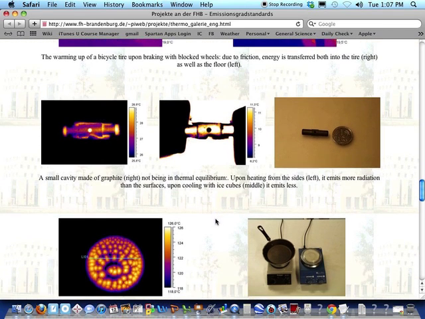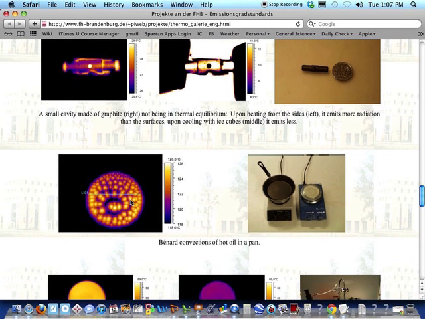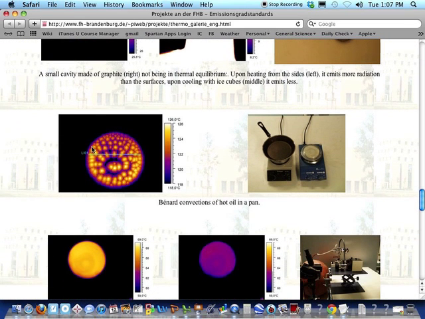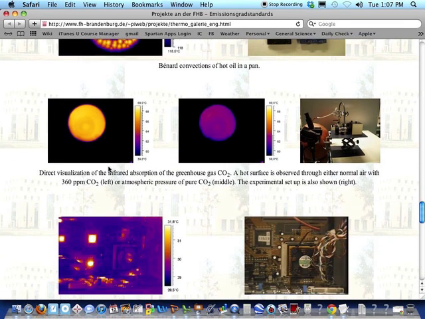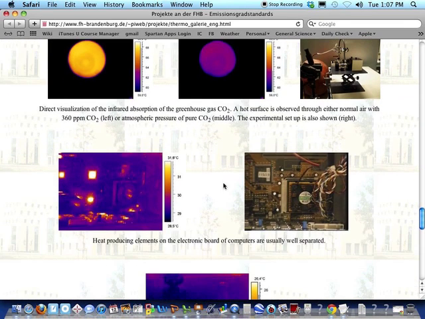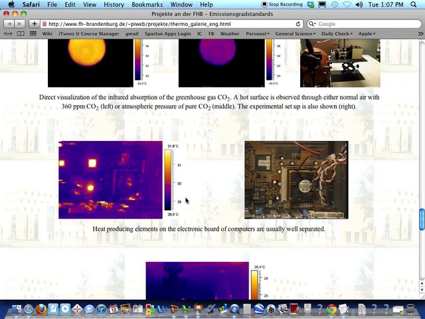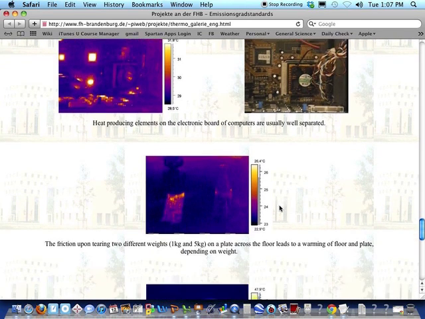What is this? Different thing. Oh, this shows heating up of oil in a pan. You could see the little convection cells. We'll talk about that today. The components inside a computer. You could see the different heat levels depending on what it is, and so forth.